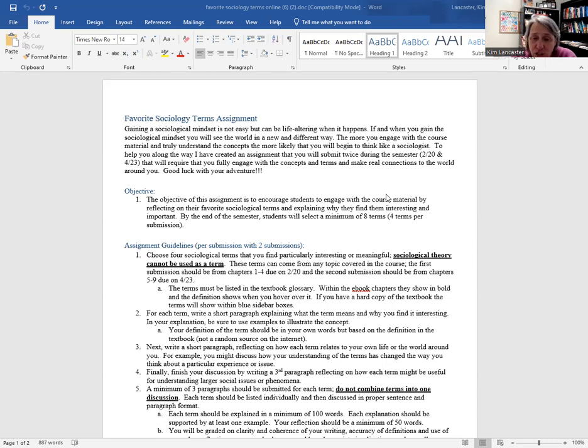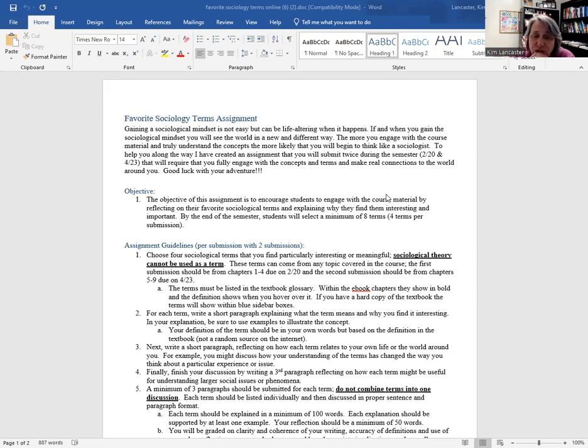So as you're reading through your textbook, as you're going through your concepts, you can look in the glossary if there's something that interests you, or anything that has a hover other than the sociological theories. You cannot use the 3 major sociological theories. You cannot use structural functionalism. You cannot use conflict theory. You cannot use symbolic interactionism. Any other terms are available as long as they are something that is within the textbook.